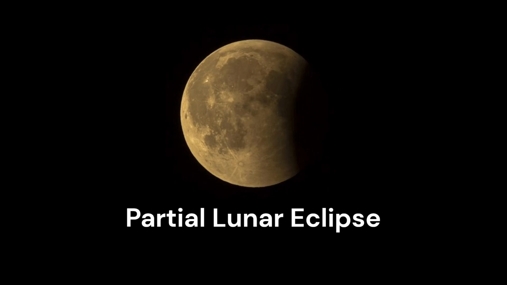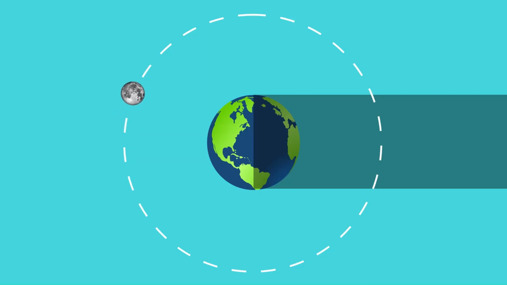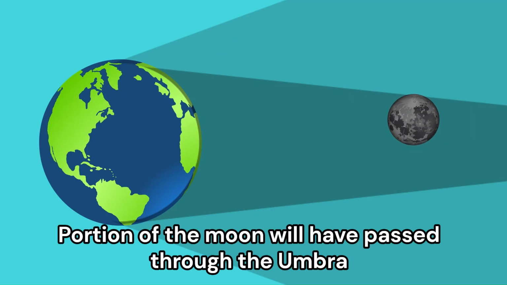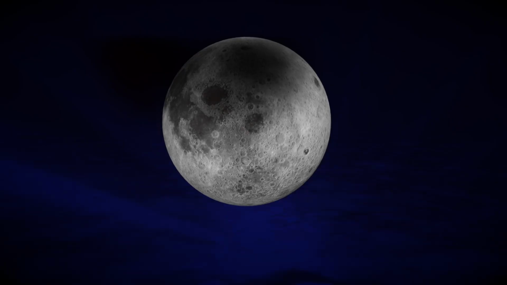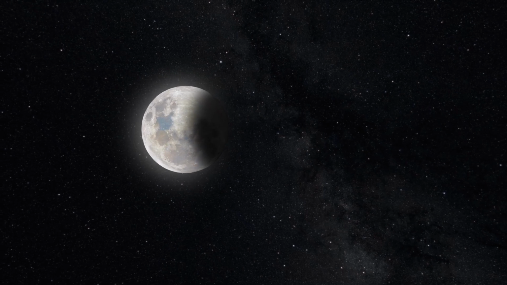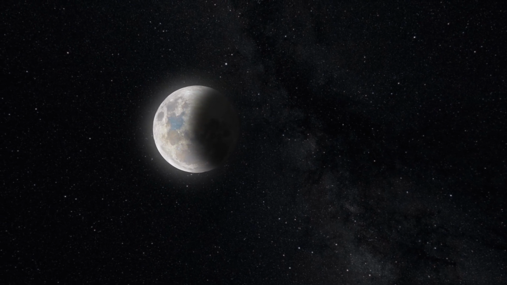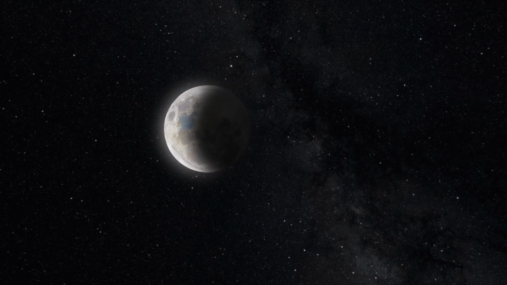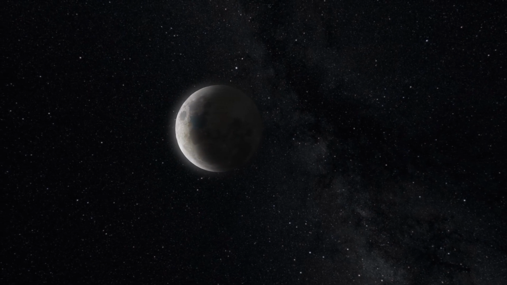The second type, partial lunar eclipse. This occurs when the Sun, Earth and Moon do not perfectly line up with each other. In this case, only a portion of the Moon will have passed through the Earth's umbra. You'll see a part of the Moon darkened as if a bite has been taken out of it. Earth's shadow will appear very dark on the side of the Moon facing Earth. The degree of darkness depends on how much of the Moon enters the umbra.